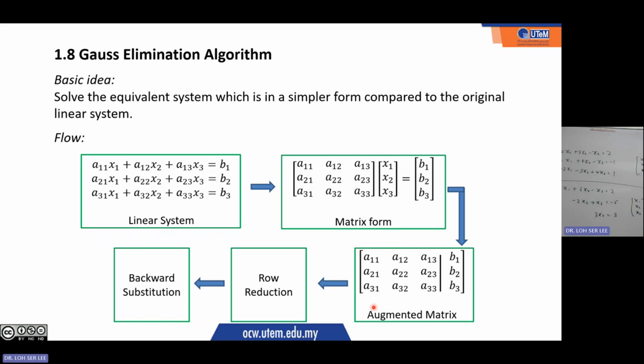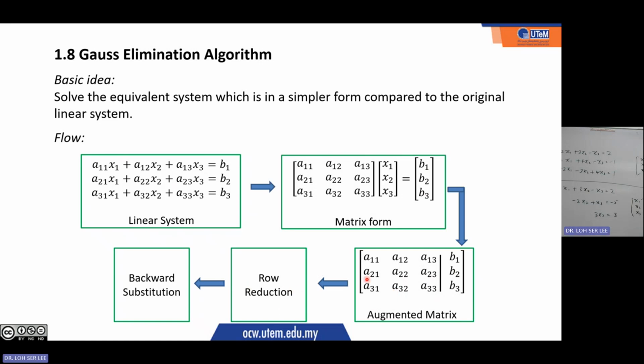This is a matrix with a separator, where this is the coefficients of x, y, z, and this is the right-hand side value from the linear system. This is called the augmented matrix. So basically, from the linear system, you can come up with the augmented matrix directly. You can skip this one. And then you apply the row reduction.